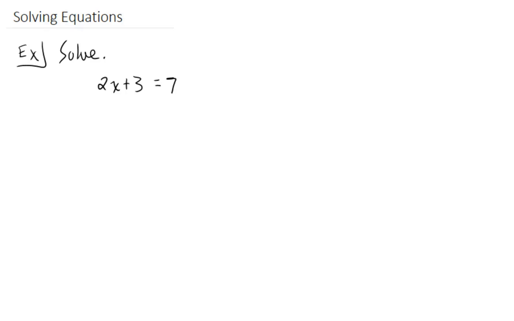And this is sometimes confusing to people, because what we're going to do as we undo what's happening to x is we're going to do the opposite for the 3, so we're going to subtract 3 from both sides of the equation. Then we'll do the opposite for the 2, which means we'll divide both sides of the equation by 2.